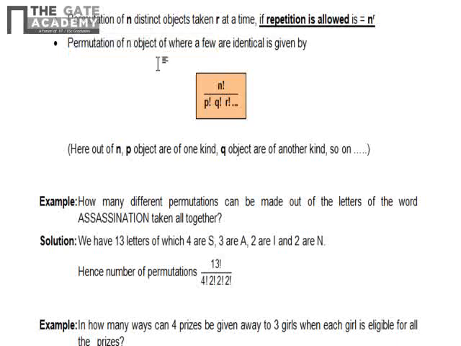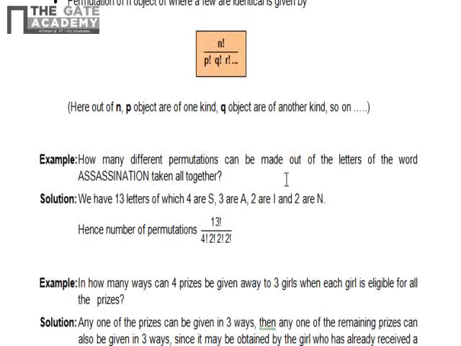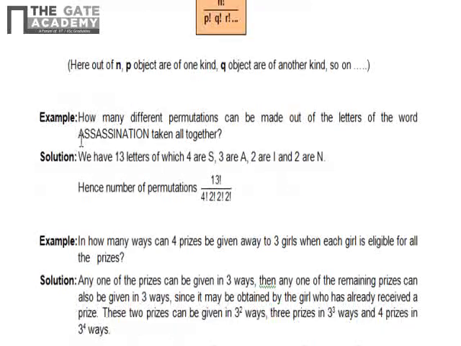Permutation of n objects where a few are identical is given by n factorial upon p factorial, q factorial, r factorial. Here out of n, p objects are of one kind, that means p number of times one object is getting repeated, q number of times another object is getting repeated, and so on. To understand this, we'll see a very good example.